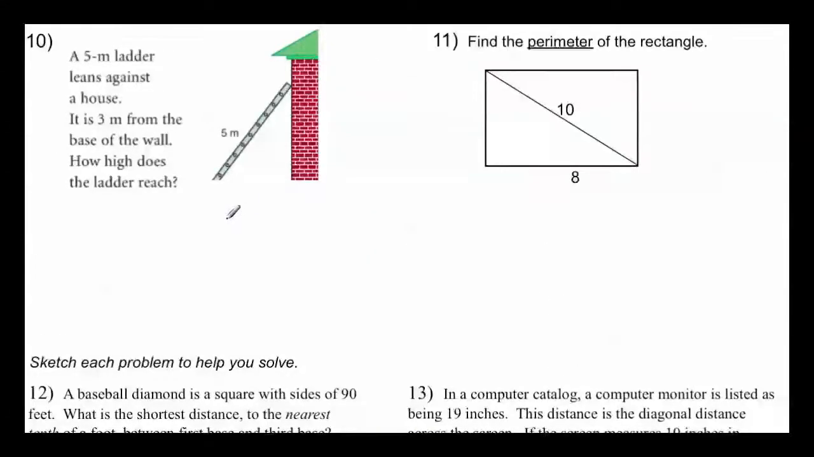Okay, a 5-meter ladder leans against a house. It is 3 meters from the base of the wall. How high does the ladder reach? Let's put our information in. Okay, so this is our ground, and obviously here is our height right there. So what we're doing in this case is we're substituting numbers in. It's 3 meters from the base of the wall. So this is 3. I need to know the height. And so these two are perpendicular. They make the legs. So let's call that leg A.